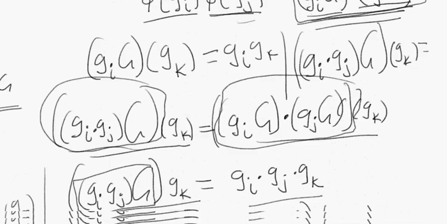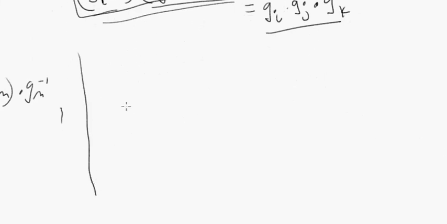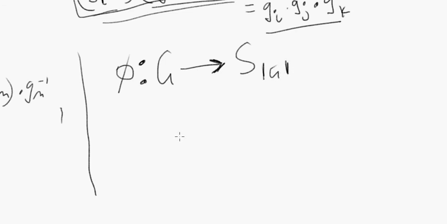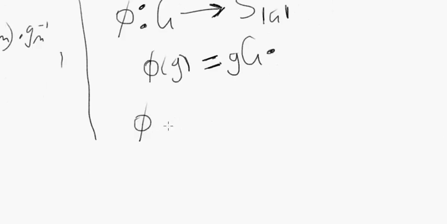Okay, so this was really involved. What have we done so far? We've created a function phi from G to the symmetric group on G elements. We've defined the function to be the following: it takes in a group element, and what it gives you is the permutation that that group element induces on G. That's what we defined phi to be, and we've just proved that phi is a homomorphism.